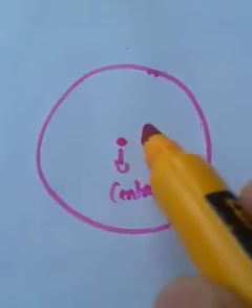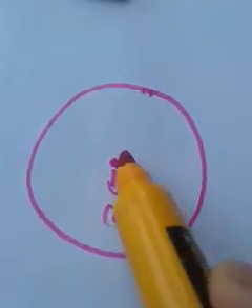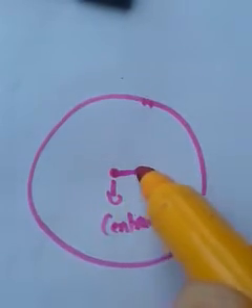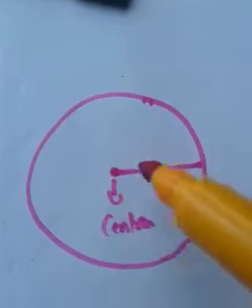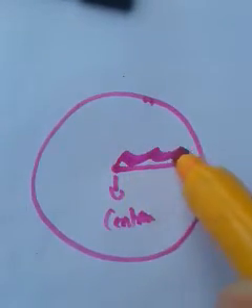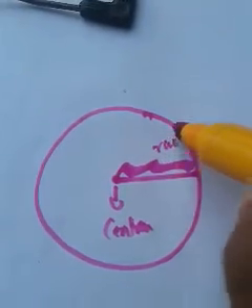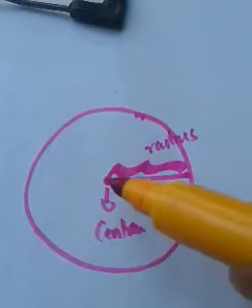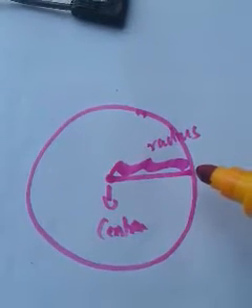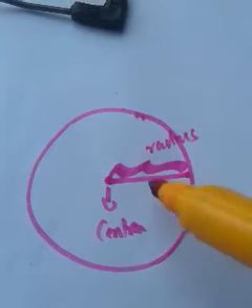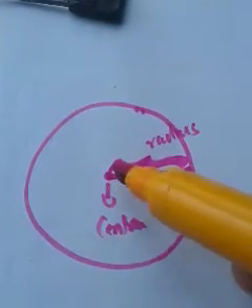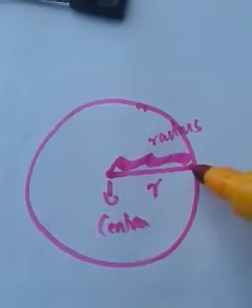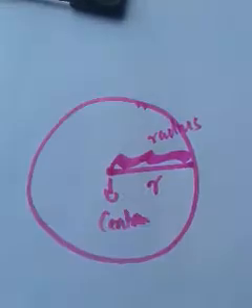And the distance between the center to the outer portion, I repeat, the distance between the center to the outer portion is known as the radius of the circle. We usually mention it as R, radius, the distance between the center to the outer portion. This portion is known as the radius.